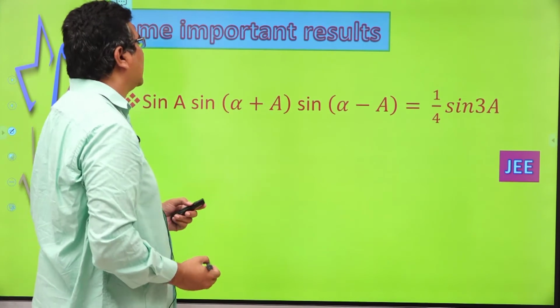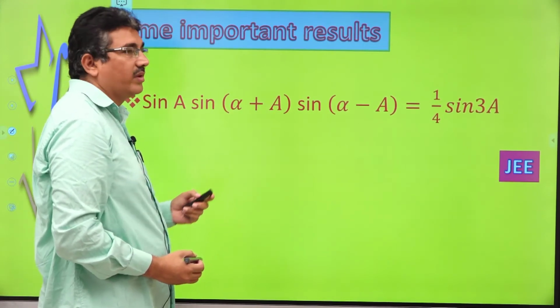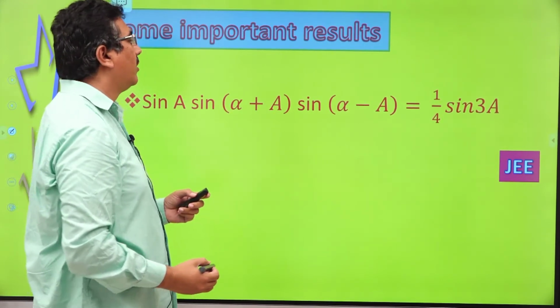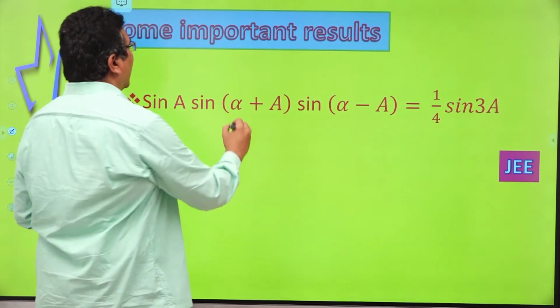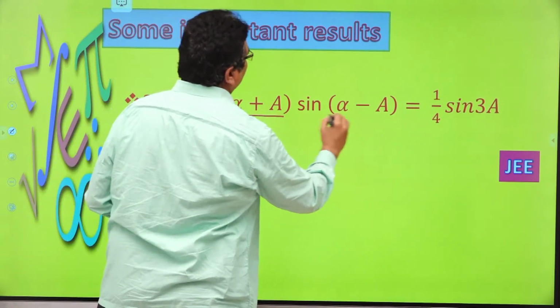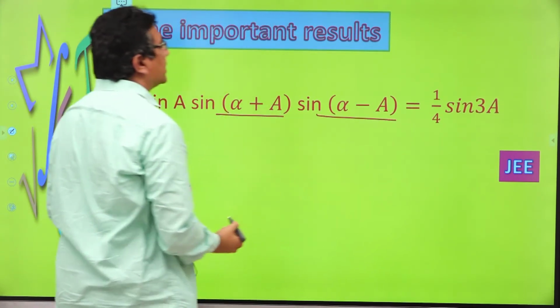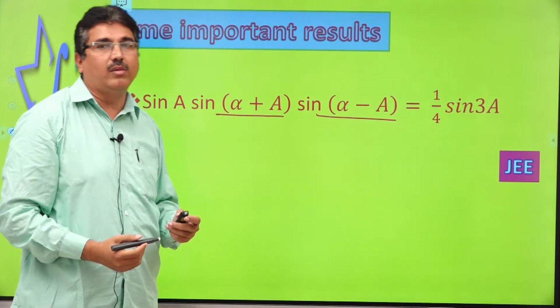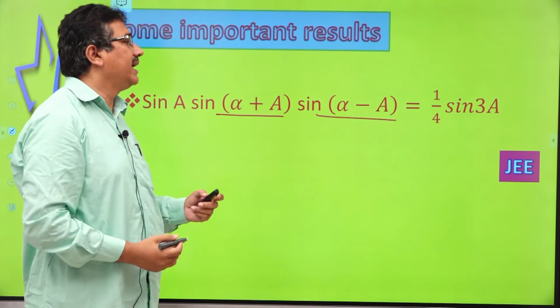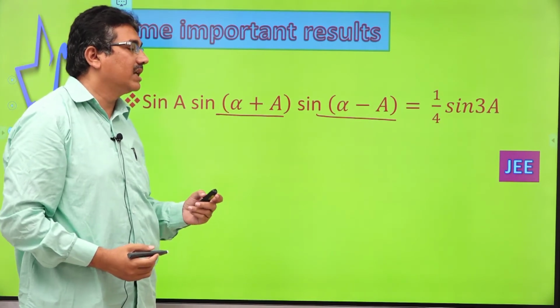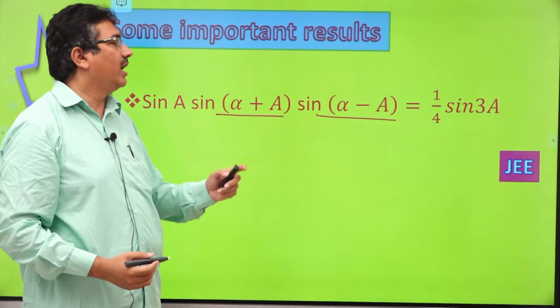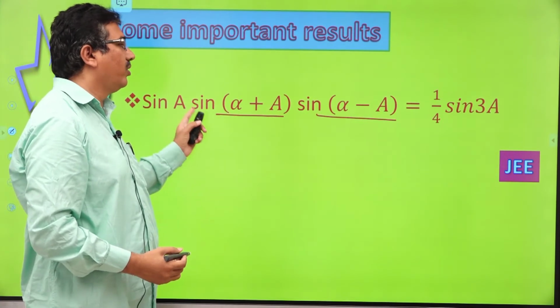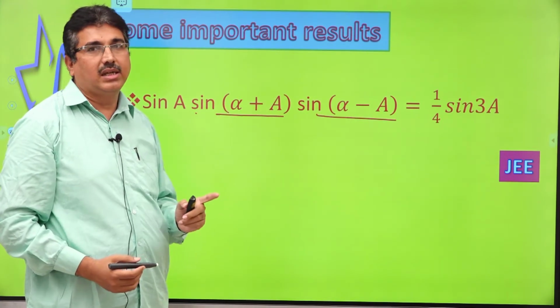Okay, right. Sin A into sin of alpha plus A into sin of alpha minus A, that is equal to 1 by 4 sin 3A. Right? Okay, how to prove this result?